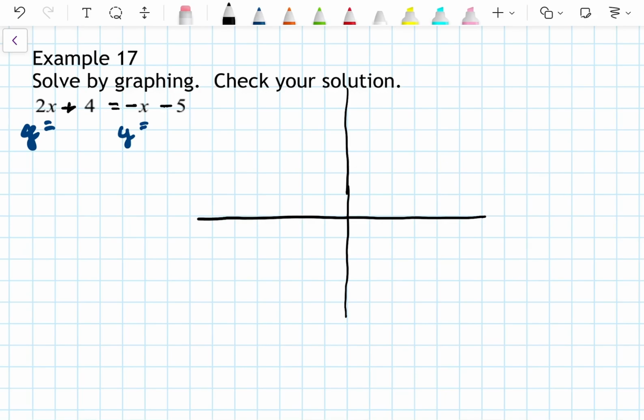Starting off, I'll do the left one in orange. I have an intercept of 4 and a slope of 2. So here's my orange line. And I'll do the other one in green. I have an intercept at negative 5, 1, 2, 3, 4, 5, and a slope of negative 1. So it would go right like this.